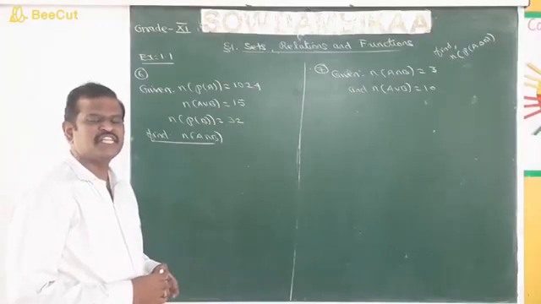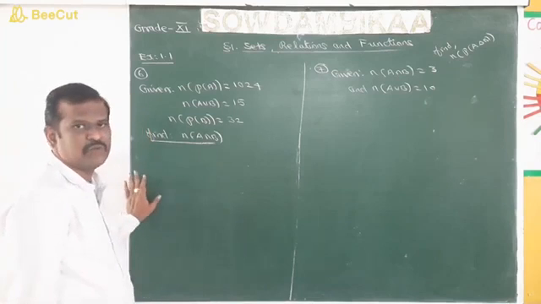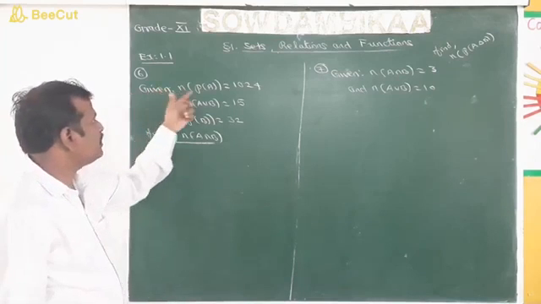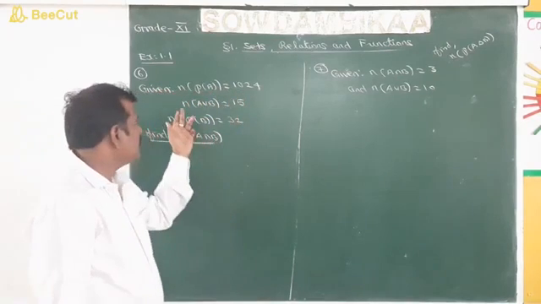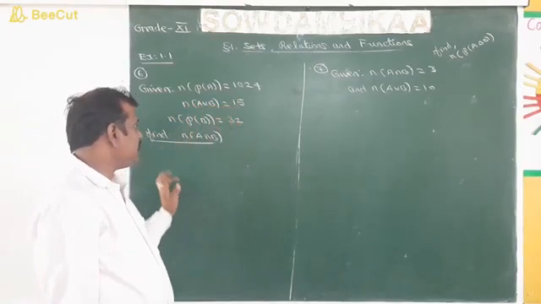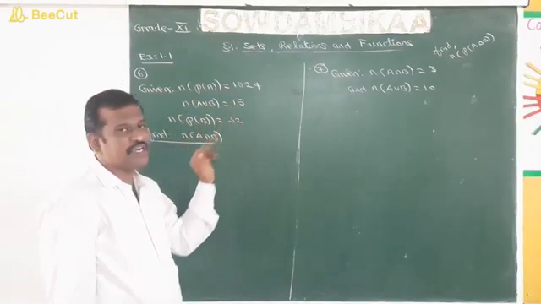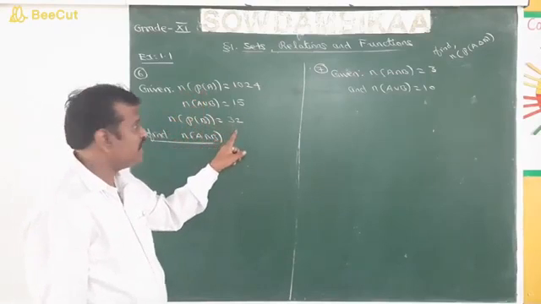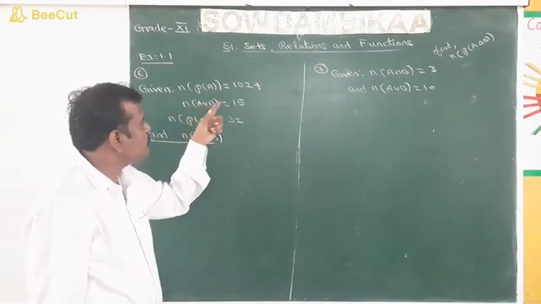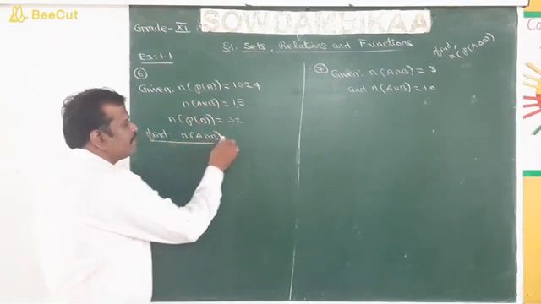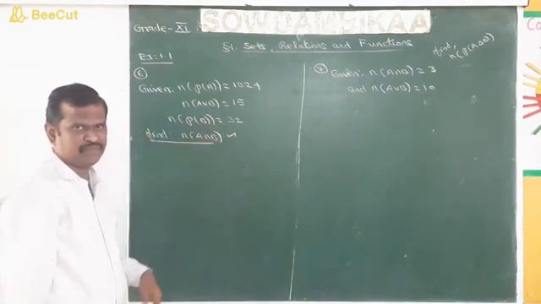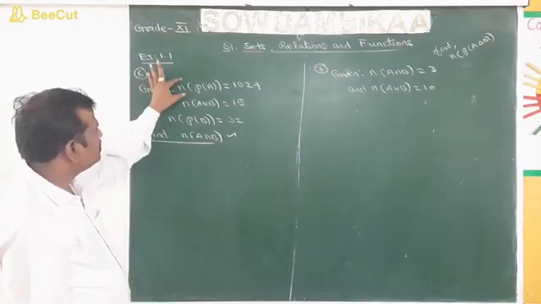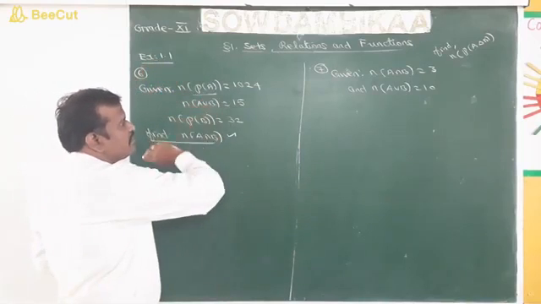Okay, next we go on to the sixth sum of exercise 1.1. Given n of P of A equal to 1024, n of A union B will be equal to 15, and n of P of B is equal to 32. So the number of elements of the power sets of A and B is given, and the number of elements in A union B is given. We have to find the number of elements in A intersection B. Is it clear? So with n of P of A we have to find n of A.